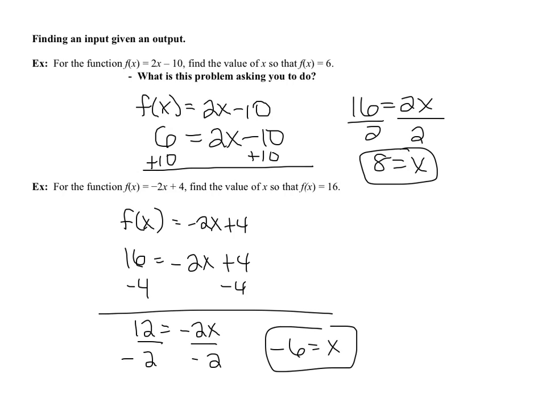So on this example here, this says everywhere you see the f(x) symbol, which I do, replace it with 16. So I have 16 equals negative 2x plus 4, isolate x using reverse PEMDAS, and then x is negative 6. And so this is the input, negative 6, that would cause an output of 16.